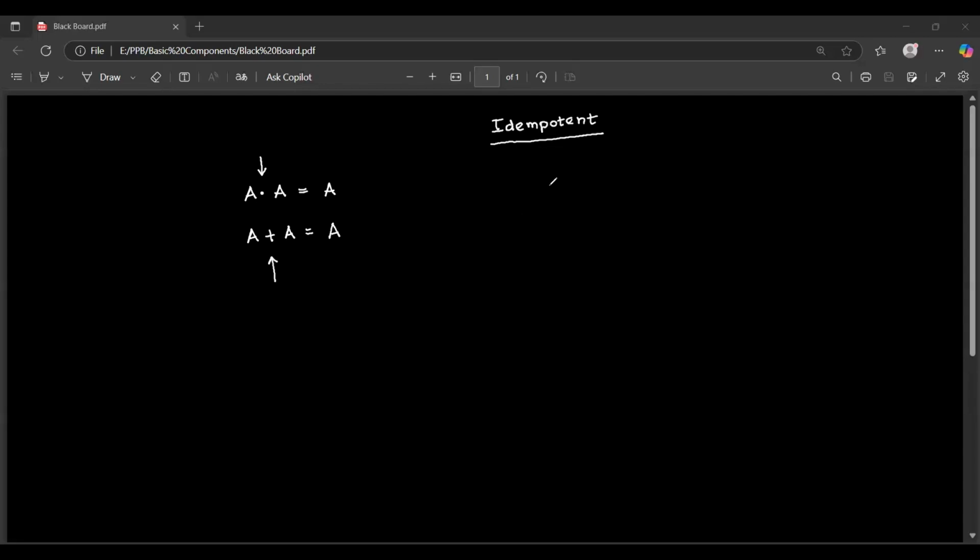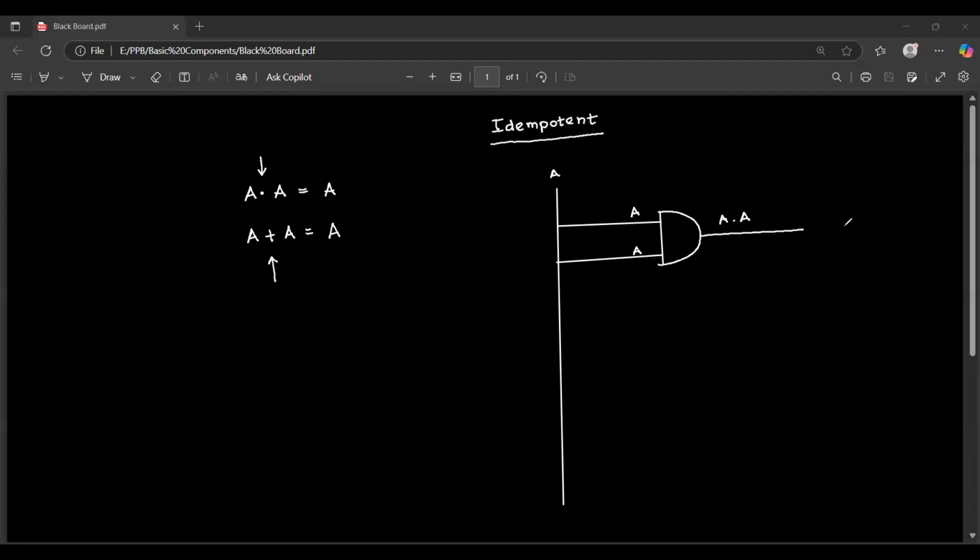So let's say this is A, and let's have the signal line here. Let's pass A through an AND gate and see what happens. Can we do that? Obviously, we can definitely do that. So here we have A, and here also we have A, which means the output is A dot A.